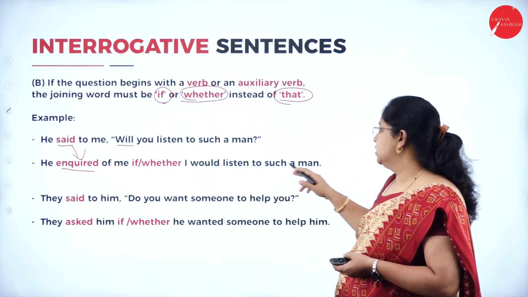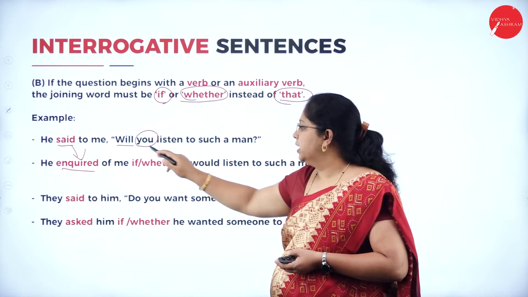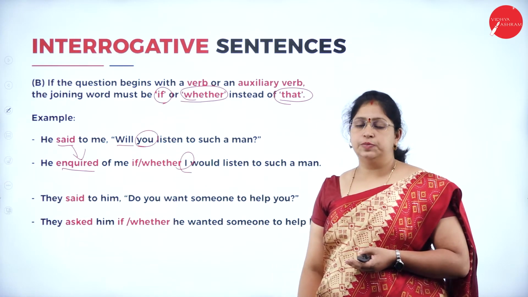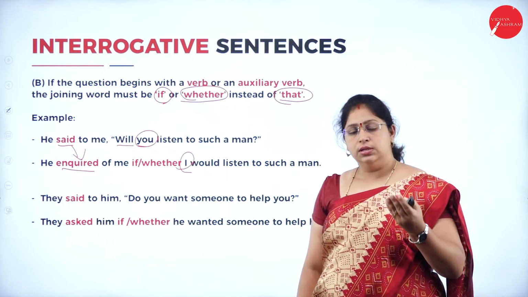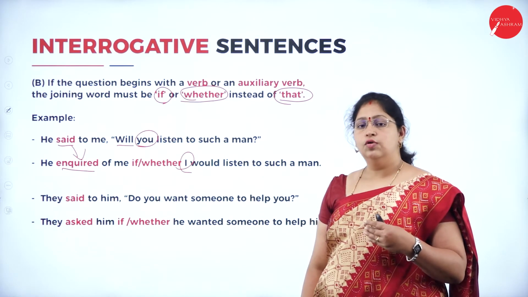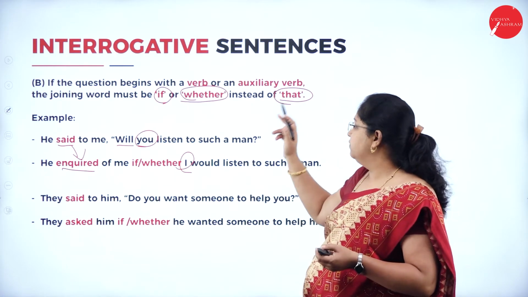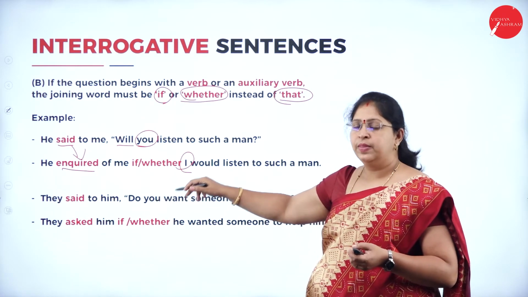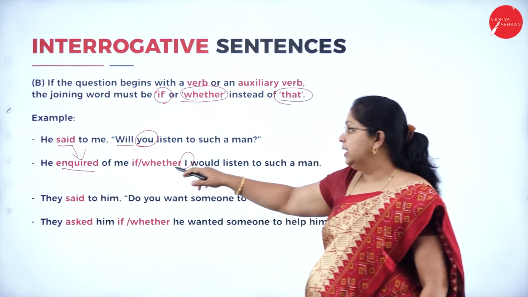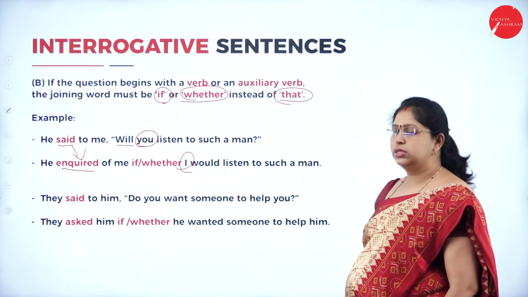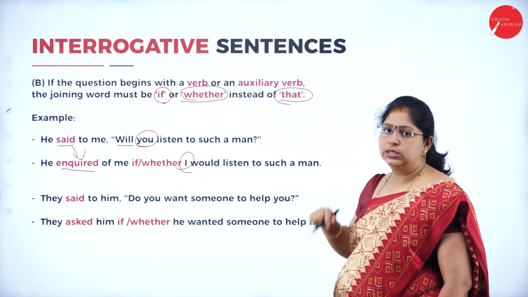"If I would listen to such a man." Here see, be careful, "you", second person, has changed to first person "I". Okay, this is the question asked here. So, the second person has changed to first person, "you" has changed to "I". Instead of "that", we are using "if" or "whether". Let me read the sentence in indirect speech. He inquired of me if I would listen to such a man, or he inquired of me whether I would listen to such a man.